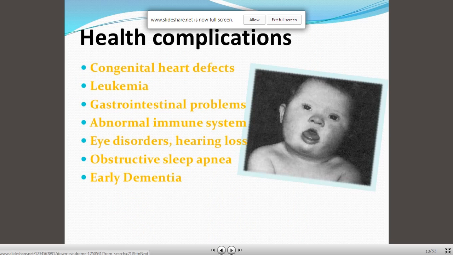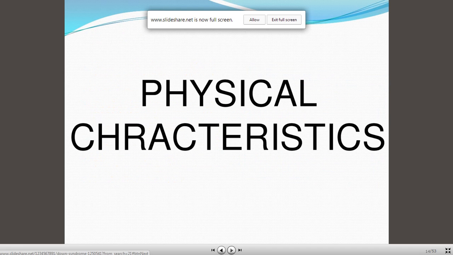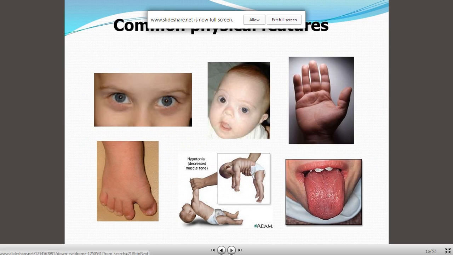Health complications: leukemia, congenital heart defects, gastrointestinal problems, abnormal immune system, eye disorders, hearing loss, obstructive sleep apnea, and early dementia. Here are more pictures of physical characteristics.